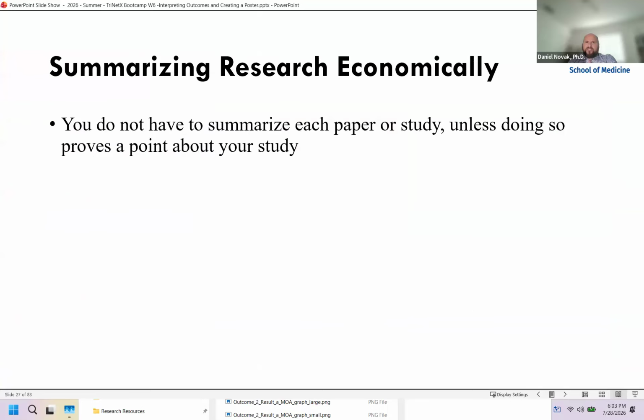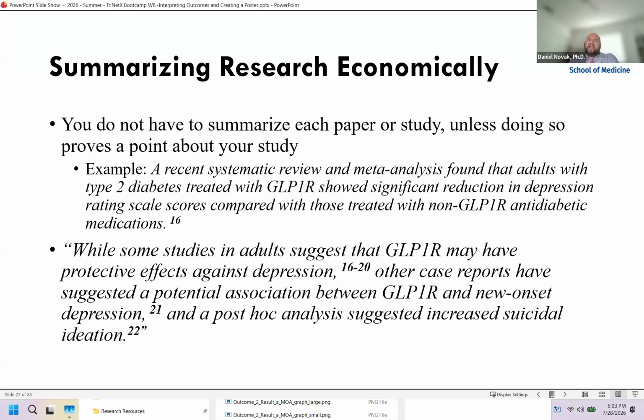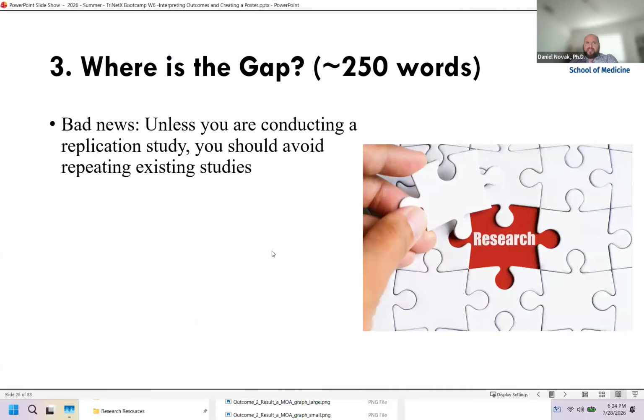So, summarizing research economically, you do not have to summarize each paper or study unless doing so proves a point about your study. As I said earlier, there's one where they specifically pull that one out in this paper. And then you can see here the counterexample that I just highlighted for you, where they highlight multiple papers in one chunk and then just keep moving. This sentence has 5 different papers, 7 citations in one study alone.